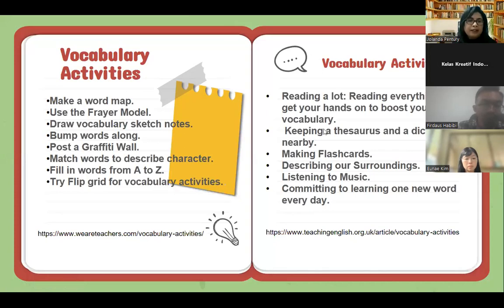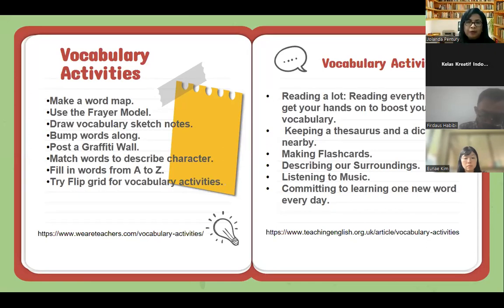For vocabulary activities, we can have a word map, semantic web, or mind mapping, and then use the Frayer model. I will show you after this slide. Then draw vocabulary sketch notes, bump words along, pose a graffiti wall, match words to describe the character, fill the words from A to Z, and try Flipgrid for vocabulary activities.